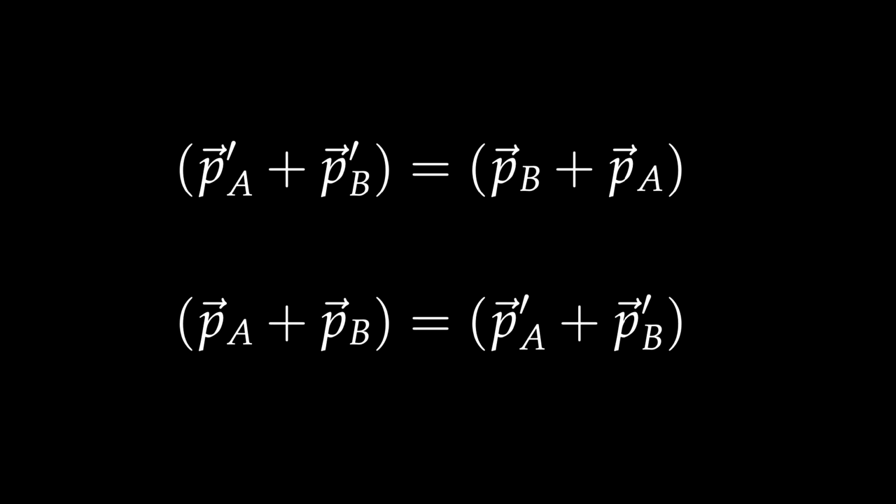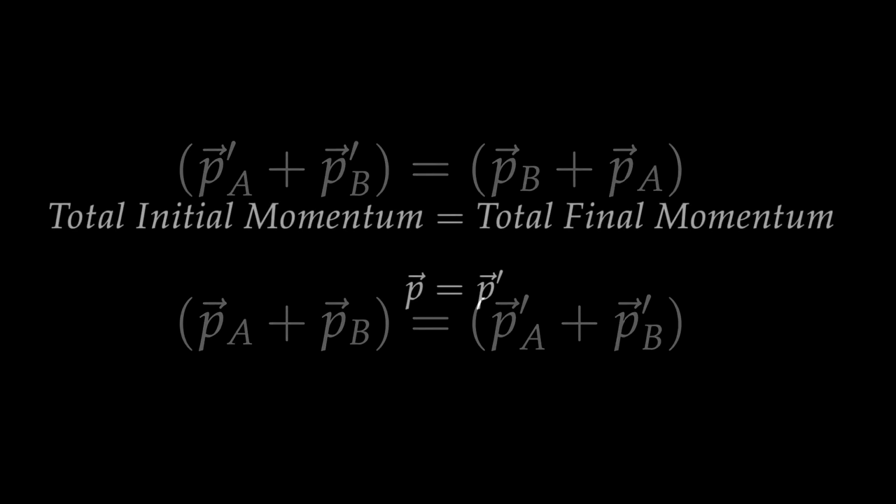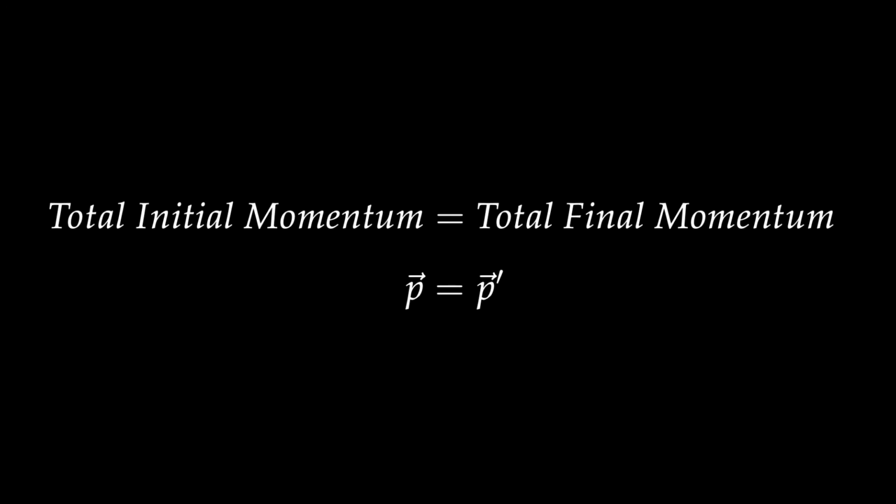Now, on the left-hand side of the equation, I have the initial momentum of A plus the initial momentum of B, which is a quantity that seems very much to me to be the total momentum at the start before the collision happens. And on the right-hand side, I have the momentum of A after the collision plus the momentum of B after the collision. It seems to me that that seems an awful lot like the total final momentum. That, of course, is exactly what I'm getting at.